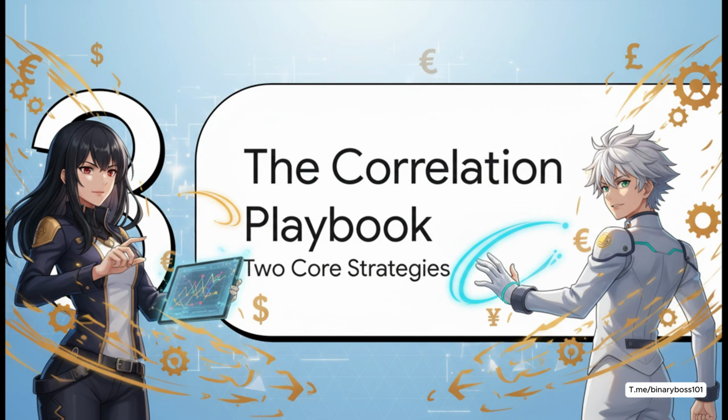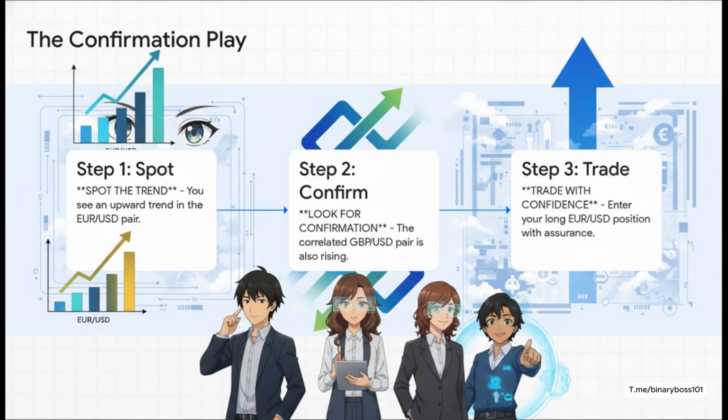Okay, that's the theory. But how do we turn this into actual practical strategies you can use? Let's break down two core plays that really leverage these relationships. Okay, strategy number one is what I call the confirmation play. Think of it like getting a second opinion from a trusted friend before you make a big decision.